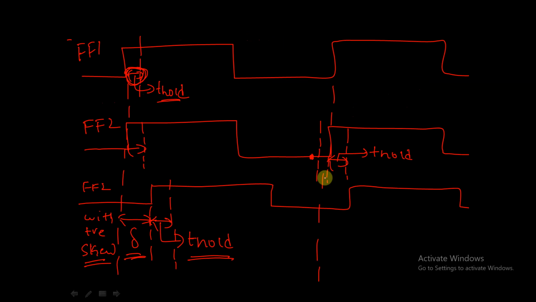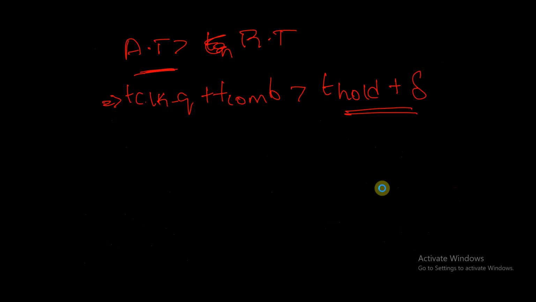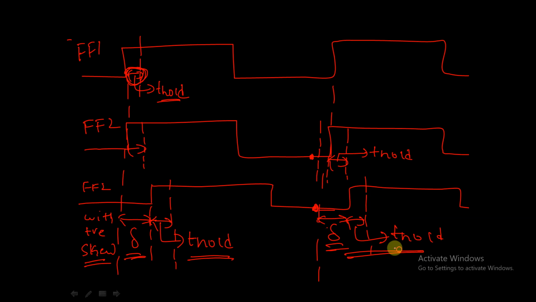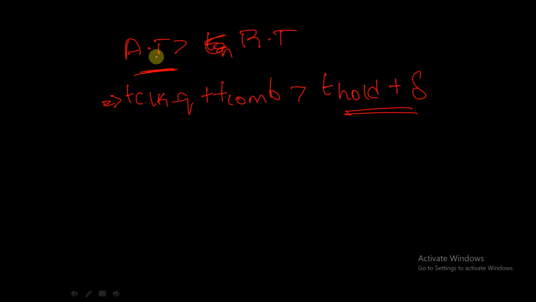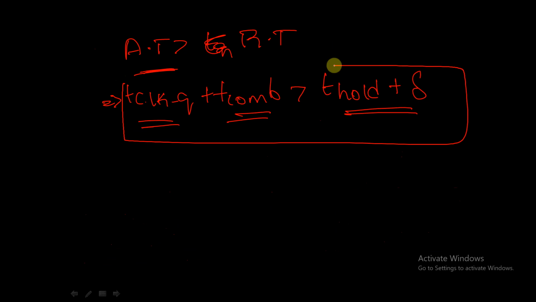You can observe here this is delta and this is t hold. The data given to flip flop 2 should be held constant during this whole time interval, delta plus t hold, to avoid hold time violation. The next data should come after this delta plus t hold. So the arrival time, t clock to q plus t combinational, should be greater than t hold plus delta. This is the equation for hold time with skew.